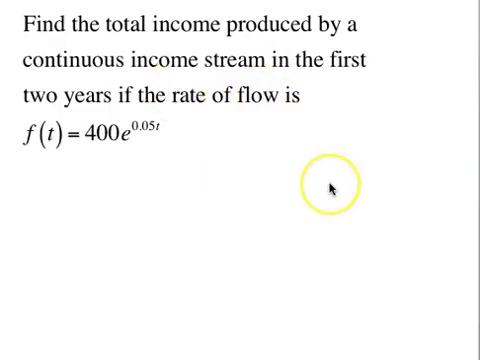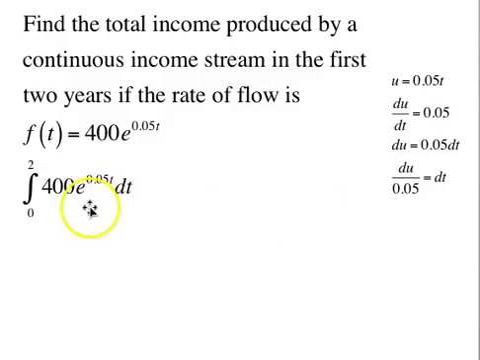And again, this is a very small business. Not much money is being collected here. So we're going to integrate from 0 to 2 of that income stream function, 400 e to the 0.05t dt, finding the area under the curve for that function. We're going to do a u substitution.